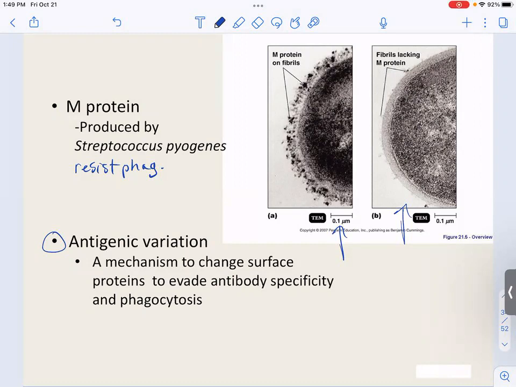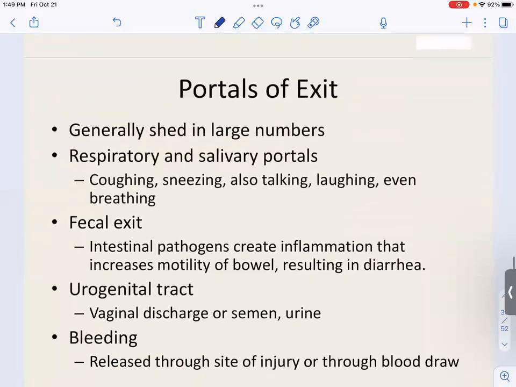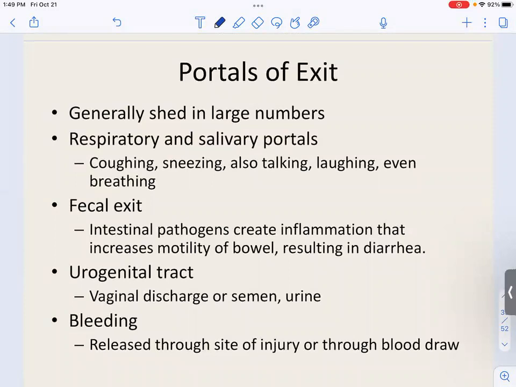So another mechanism there. Okay, and lastly, as we finish here, the pathogen has to be able to go out to infect other organisms. So portals of exit are the same places that it would have come in the first place. The rule of thumb is it's usually being shed in much larger numbers than what it came in. So things like coughing, sneezing, breathing, those pathogens are leaving in our saliva. When there's a fecal exit, huge numbers of pathogens can leave in diarrhea.